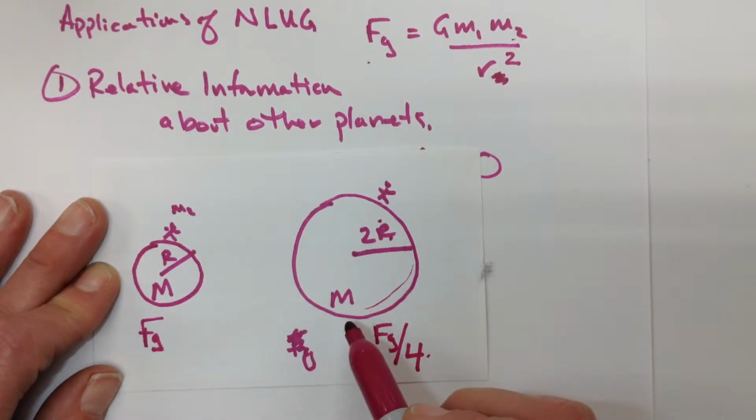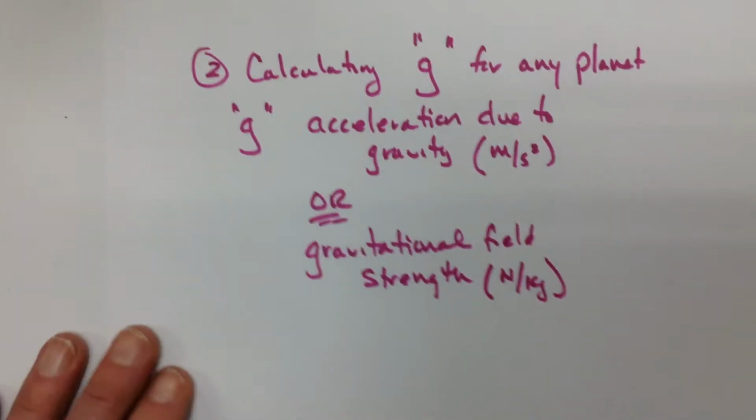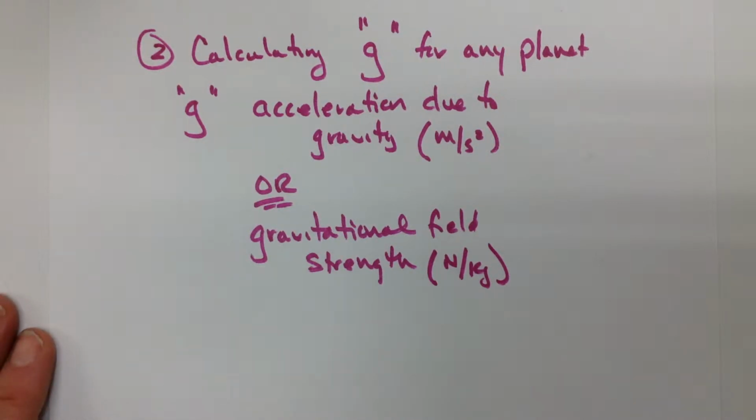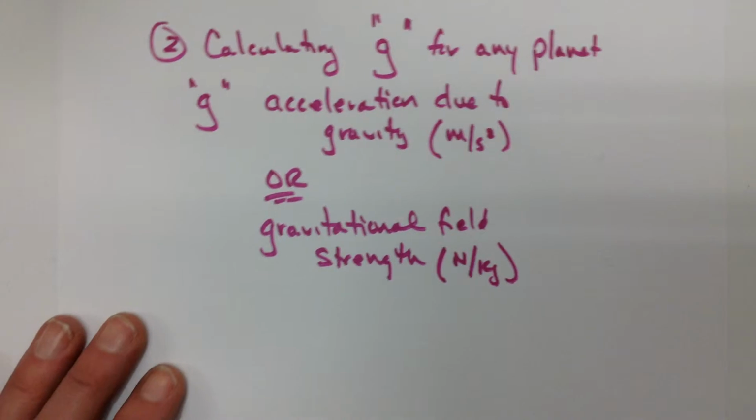So just playing with some of these ratios is something that we're going to do on the worksheet that's coming up. All right, the second application of Newton's law is calculating g for any planet. So g is that acceleration due to gravity, which is measured in meters per second squared, or we also call it the gravitational field strength, measured in newtons per kilogram. So more so than ever, we really need to be familiar with the vocabulary and what it all means.